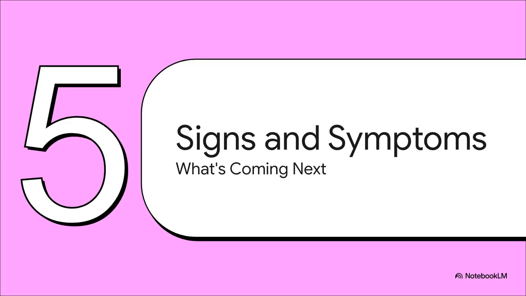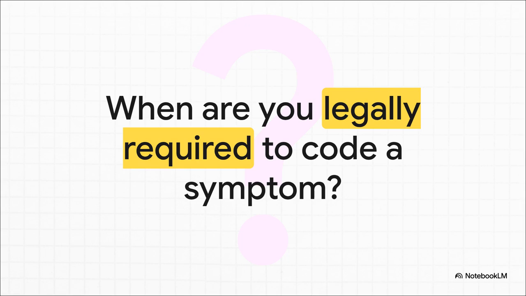And finally, Part 5, a quick teaser on signs and symptoms and what's coming next. To wrap up today's explainer, just remember that mastering section IB3 means confidently utilizing the entire alphabet from A to U to protect your data accuracy.